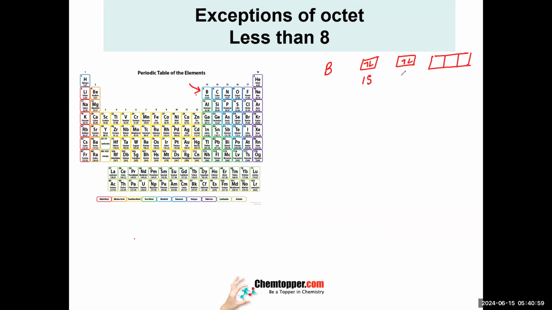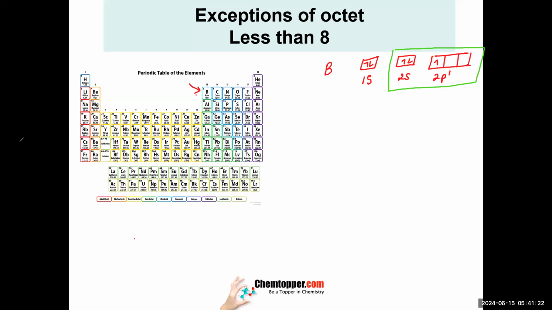This is 1s, this is 2s, this is 2p. So this is the ground state. How many electrons are available for sharing? How many? If it shares 1, it will get 1, but that's not going to complete the octet of this 2s and 2p.